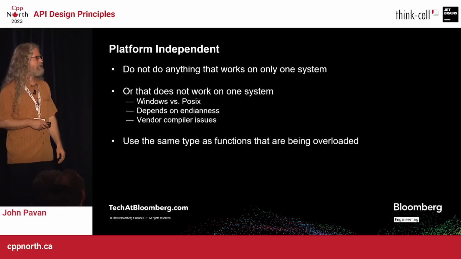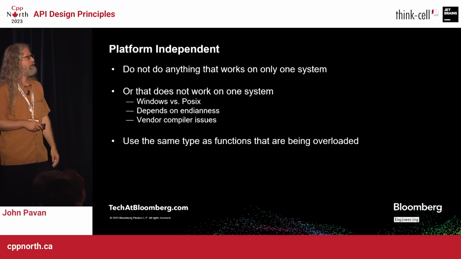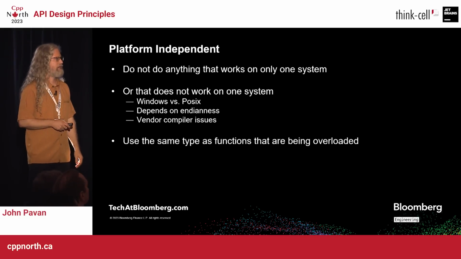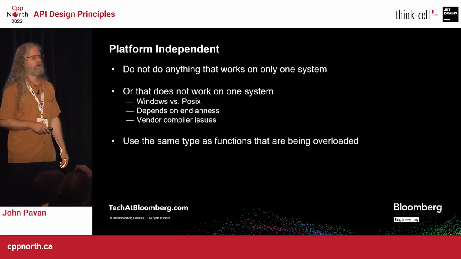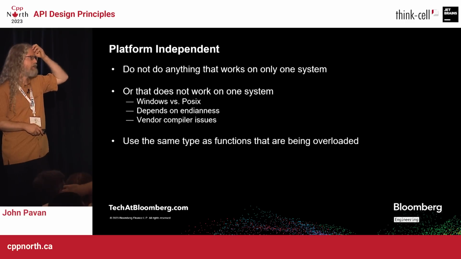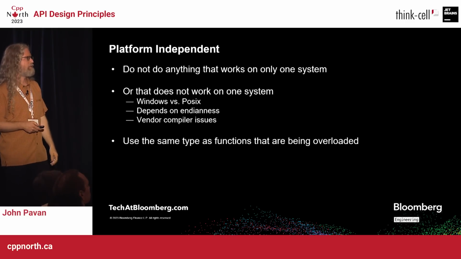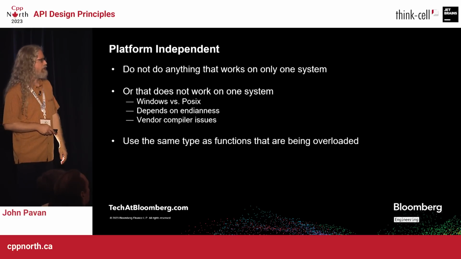Anything that depends on endianness shouldn't be part of the API. And you may end up having to deal with, or at least be aware of, various vendor compiler issues as you develop your APIs. Although you can decide maybe you're not going to support AIX, given the choice.